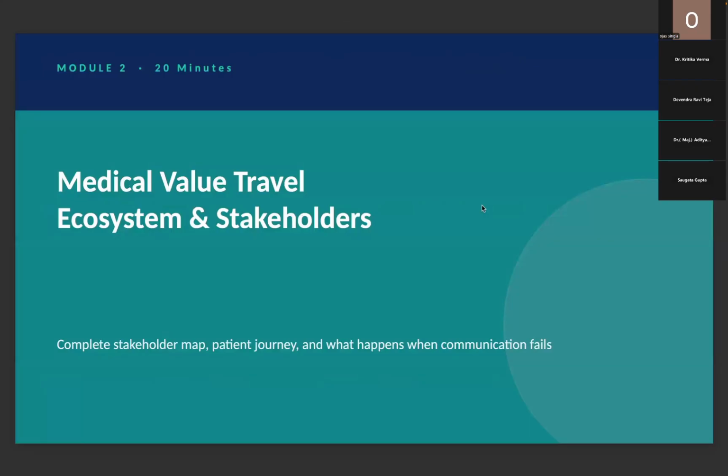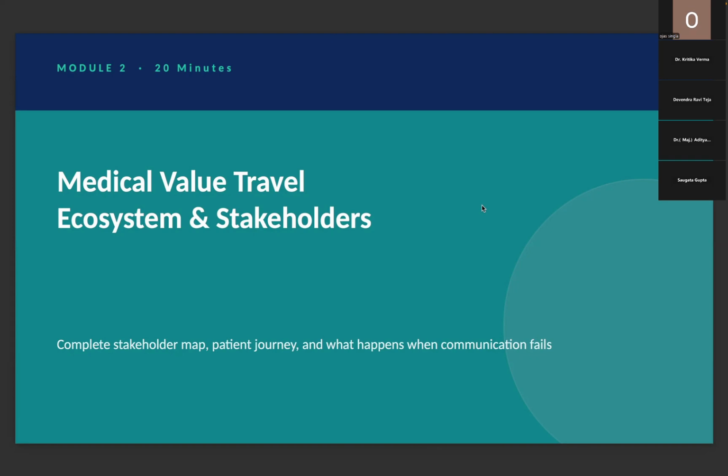So, ecosystem and stakeholders. We have understood why patients choose India. Now we will understand what actually happens behind the scenes. Most people think, like I asked you a question and somebody said, the patient comes to India, gets the treatment done. That's all medical value travel is, right? Hospital treats, patient goes home.